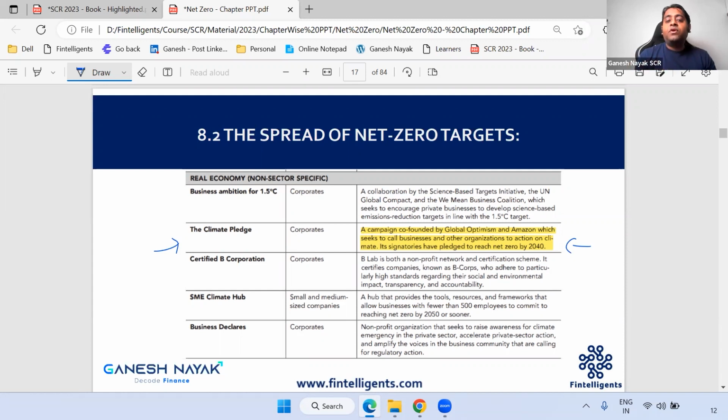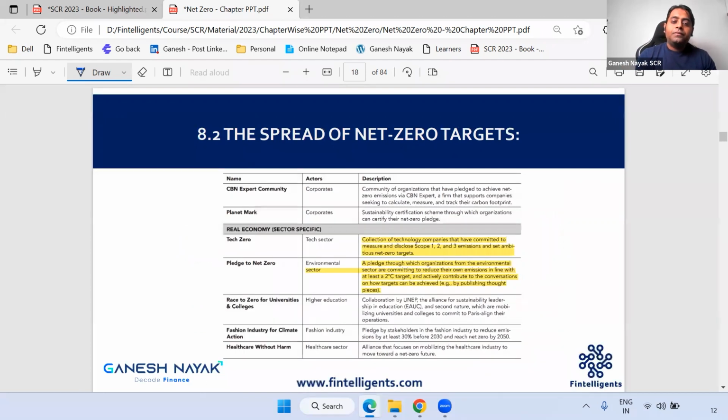So just read these things explicitly before going to the exam. The rest is given for your information. They will not test you on what this initiative talks about, because it is practically not possible for anybody to read and remember. So focus on reading only a few important points if you want to. Overall the table is not very important. Then there is Tech Zero also, which I've highlighted. Pledge to Net Zero is also very important. You can read those sections as compared to the other pointers.